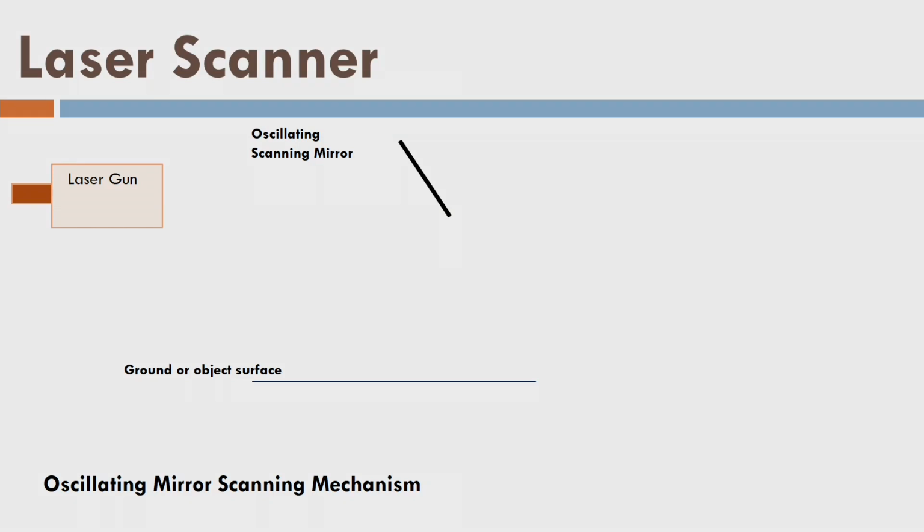Now we will talk about the laser scanner, because the laser scanner is the first and fundamental instrument that is firing the laser pulses towards the ground surface. So what are the characteristics of the laser scanner? I am showing on the screen one laser gun, or an overall construction or setup of the laser scanner. In the laser scanner, there is a laser gun, and it is continuously firing the laser pulses.